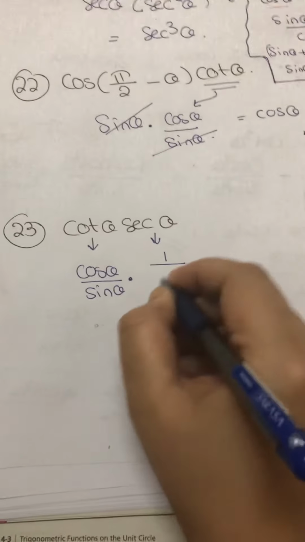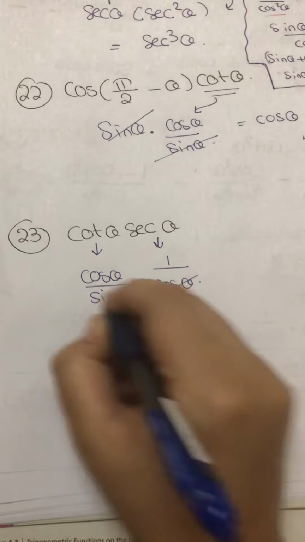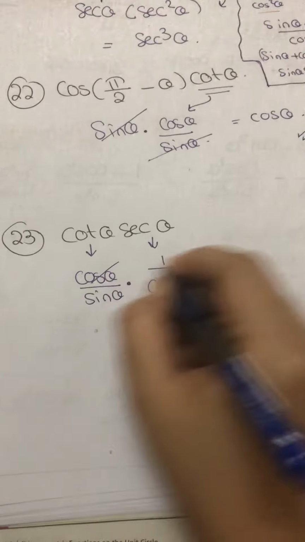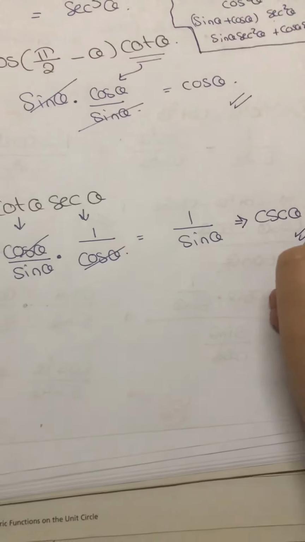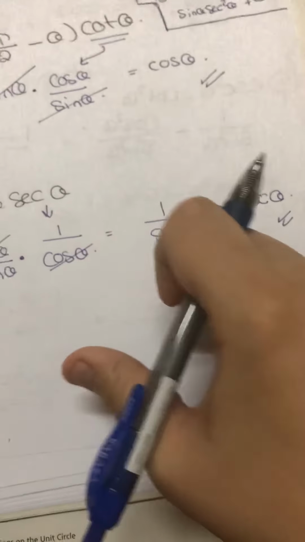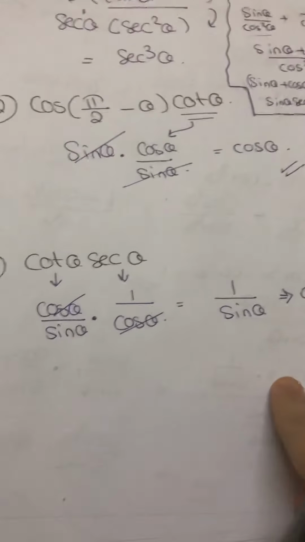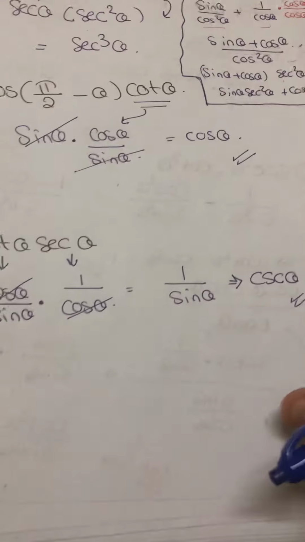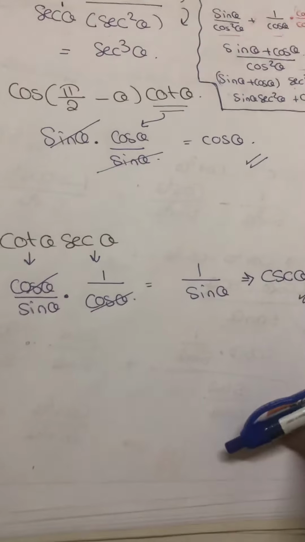And I have an option for sec to change it to 1 over cosine. And this will cancel this. I will end up with 1 over sine theta. We do not prefer trigonometric functions in the denominator as much as we can, so I'm gonna change this to cosec theta. Even though it was a lovely sine, in simplifying we do not prefer this. The next question: sine theta times 1 plus cotan squared theta.